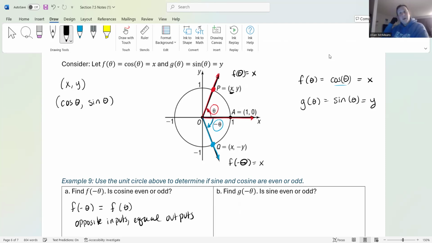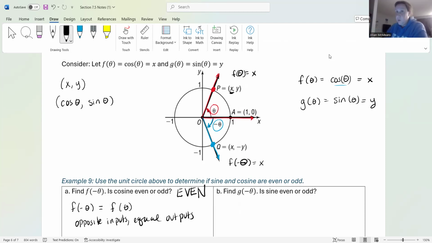Okay, so when we evaluated cosine at theta and negative theta, we got the exact same output value of just positive x. So for that reason, we would say that cosine is even. We can now say, verifying using this picture and evaluating cosine at positive theta and then again at negative theta, we get the exact same output value, which is positive x. Now, g of theta was sine. So let's look at sine.